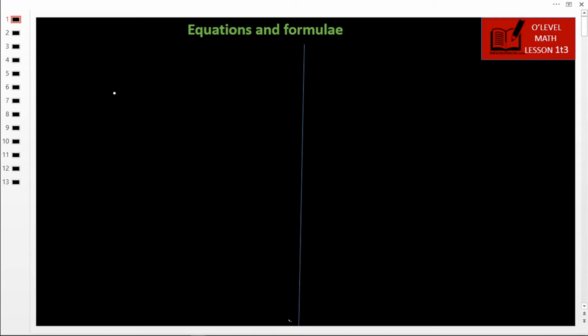We are moving on with our master lesson form 2. We are looking at our new topic. It shows lesson 1 topic 3. The lessons we have covered so far are the inequalities, all the inequalities, and changing the subject of the formula. Here we are going to look at equations and formulae.